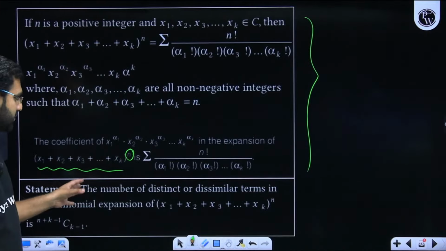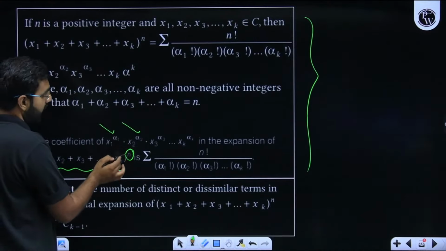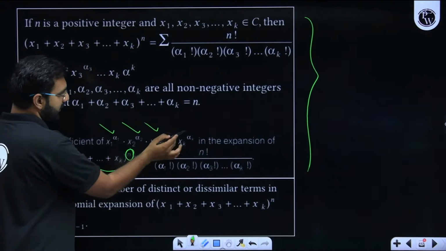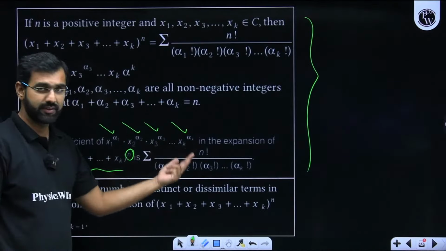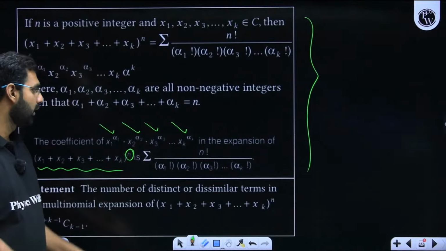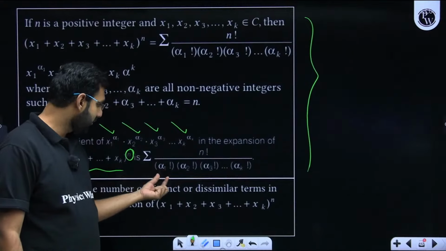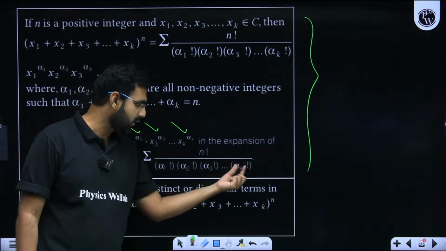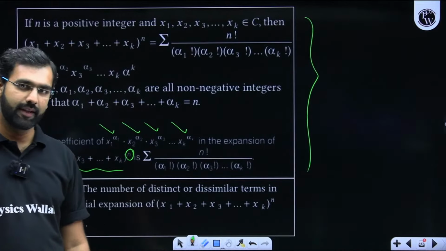In this expansion, let's say I am asked the coefficient of x1 to the power alpha 1, x2 to the power alpha 2, x3 to the power alpha 3, up to xk to the power alpha k. This term's coefficient needs to be figured out. It will be given by n factorial upon alpha 1 factorial, alpha 2 factorial, alpha 3 factorial, and so on until alpha k factorial. Did you all get that? Everybody with me on this?